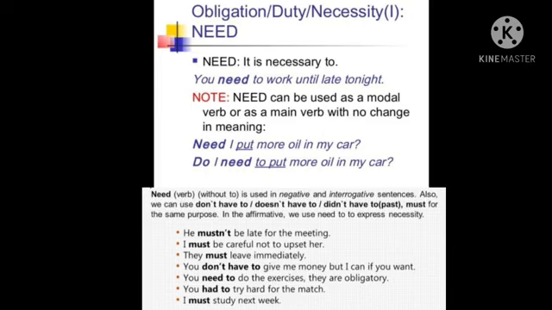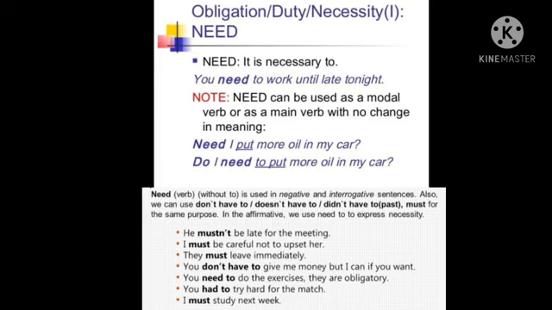Need is a modal auxiliary that is used to show the obligation or duty or necessity. For example, you need to work until late tonight. And need can be used as a modal verb or as a main verb with no change in meaning. So in both ways we can use need. Need I put more oil in my car? Do I need to put more oil in my car? Here in the first sentence, we can say it is clearly a modal auxiliary. In the second sentence, it acts as a main verb.